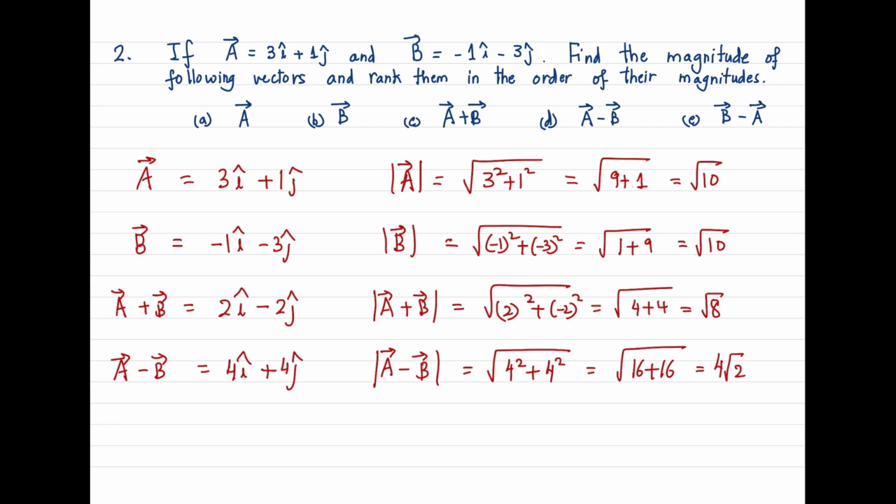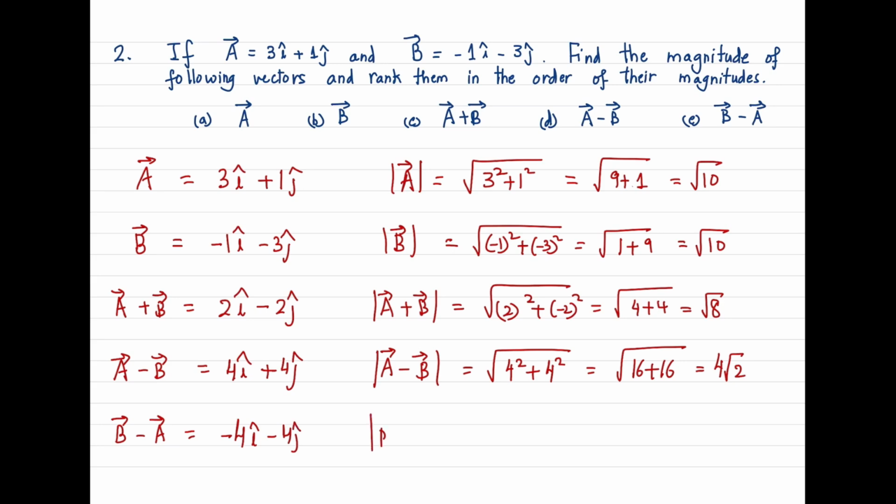So before that, let me just get what B minus A is as well. Now when we do B minus A, I will take B first, so I don't have to change the sign for B, but I have to change the sign for A. So this will become minus and this will also become minus. So I have to do minus 3 minus 1 for the i cap. Okay, so that will give me minus 4i cap, and minus 1 minus 3 for j cap. That will again give me minus 4j cap.